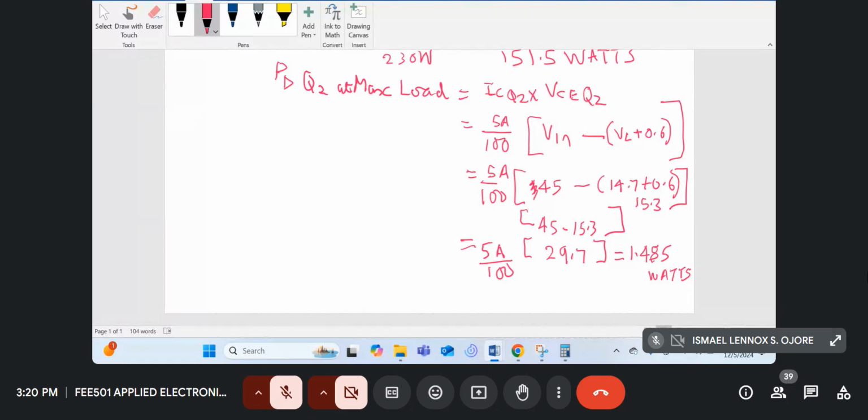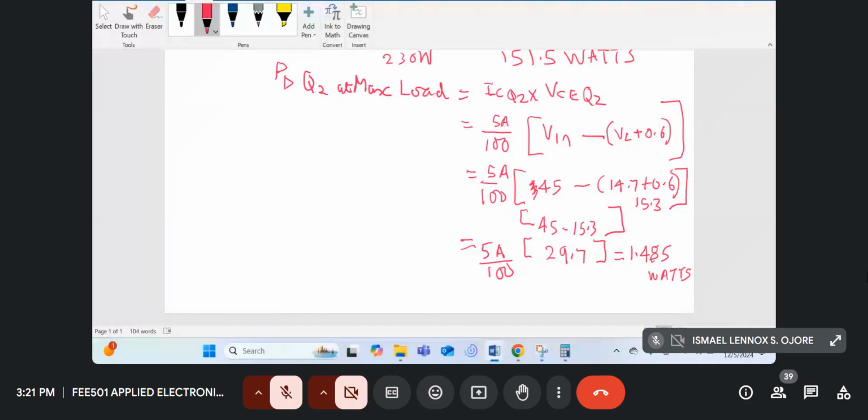So the dissipation requirement of the second transistor is 1.485 watts. There are many transistors which can easily dissipate that amount of power. But be careful if you are doing it in a practical lab environment. In theory or in your simulators, you can't blow up transistors in your computer, but practically, they'll blow up and you just see blue smoke coming out of them. For this one, there are many transistors we can use. The answer is 1.485 watts. That's the design requirement.